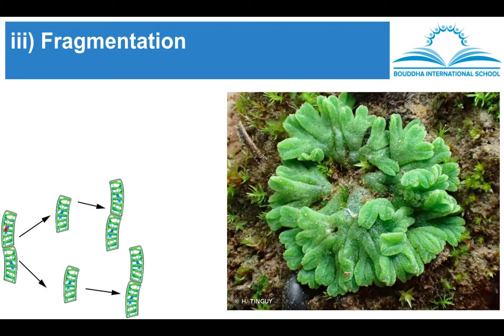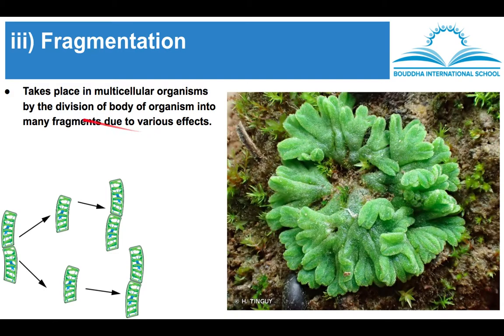Like this is Spirogyra. So by any accident or by any effects, if the parental body breaks down, then each piece or each fragment can grow into a new individual. Like this is Marchantia plant. So if you just break off any part of the plant and put it into the mud, it can grow a new one. So this is fragmentation. So it takes place in multicellular organisms, as I told you before.